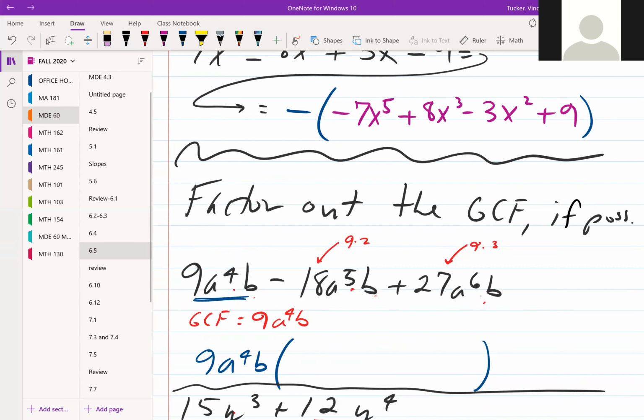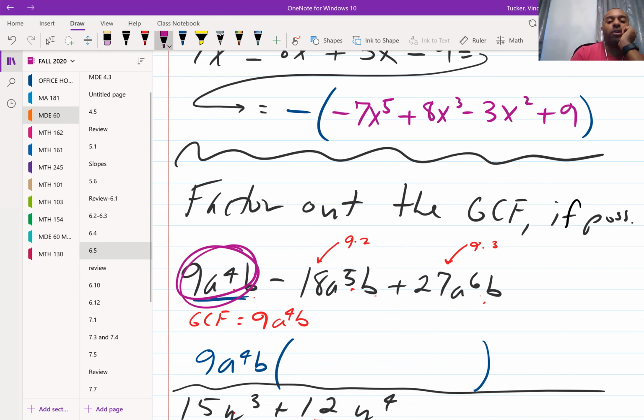All right. So what do we do with that? What's left over is what goes in the parentheses. Okay, got it. Notice that this whole term is our GCF, and don't forget that there still has to be something represented for that term, and it would be 1. In other words, when I multiply 9a to the 4th b times that 1, I will get this term back. So you always have to have something there to represent that whole GCF that you factored out.